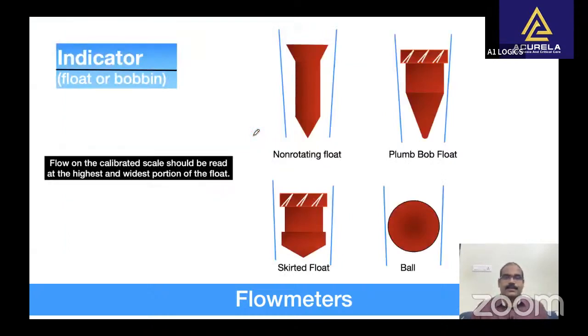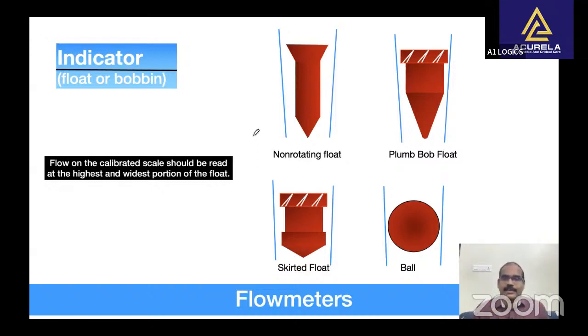The indicator, the float or bobbin, is a free moving device within the tube. A rotating indicator is giving evidence that the gas is actually flowing and the indicator is not stuck. When gas passes between the rim and the tube wall, the fluid causes the indicator to rotate.